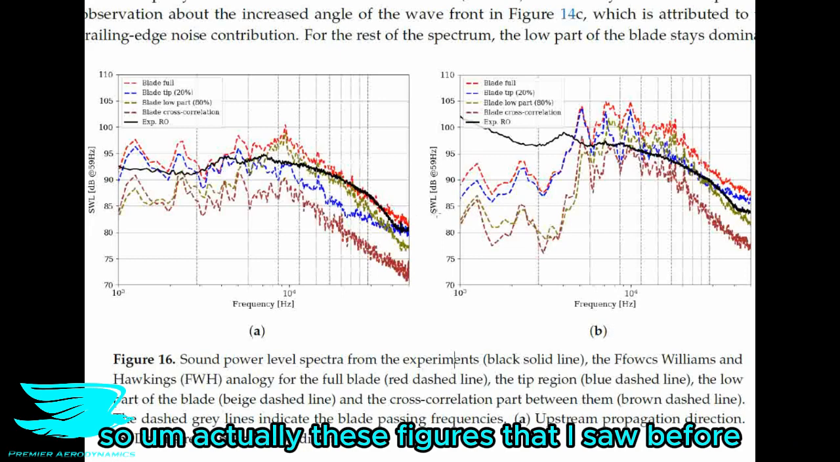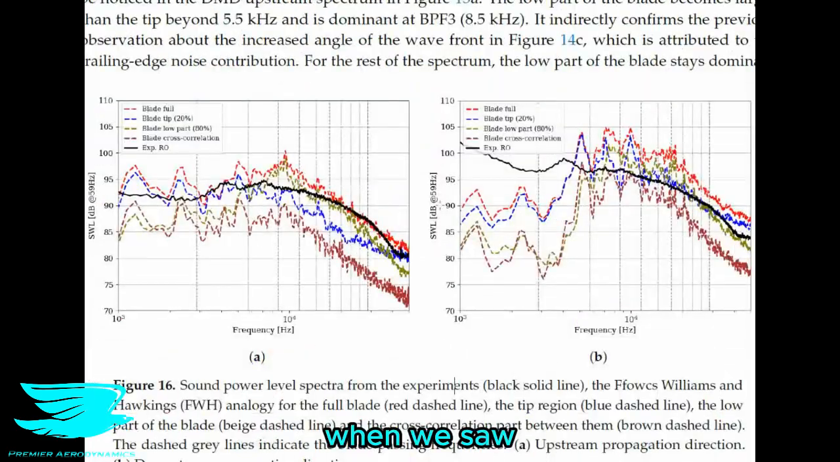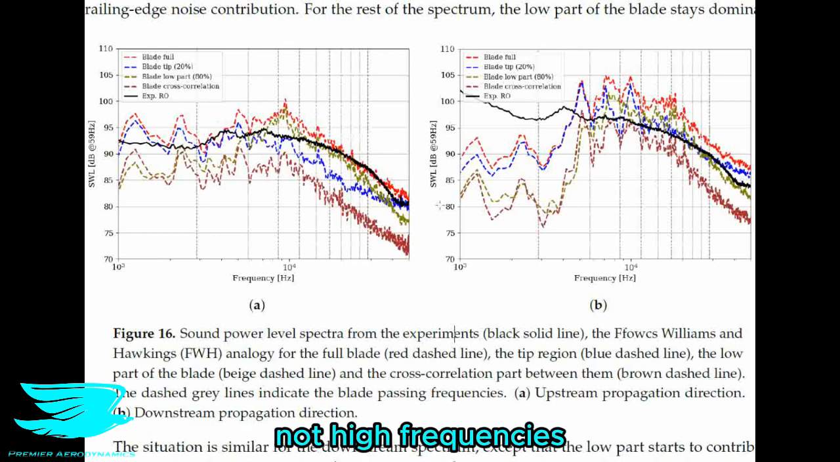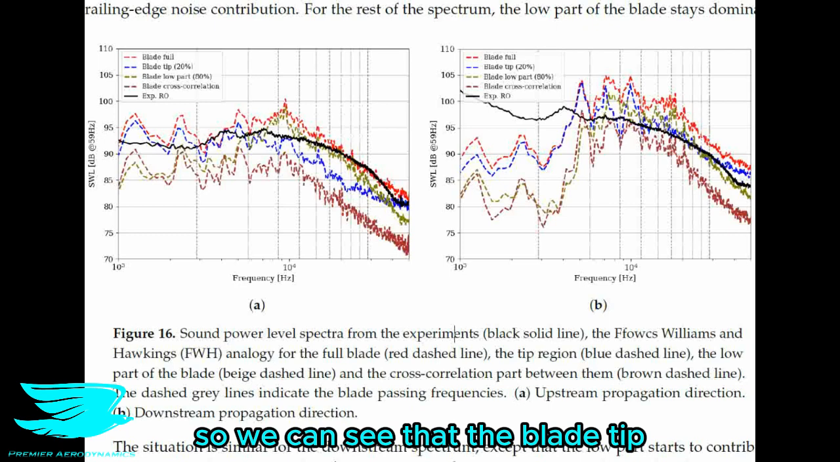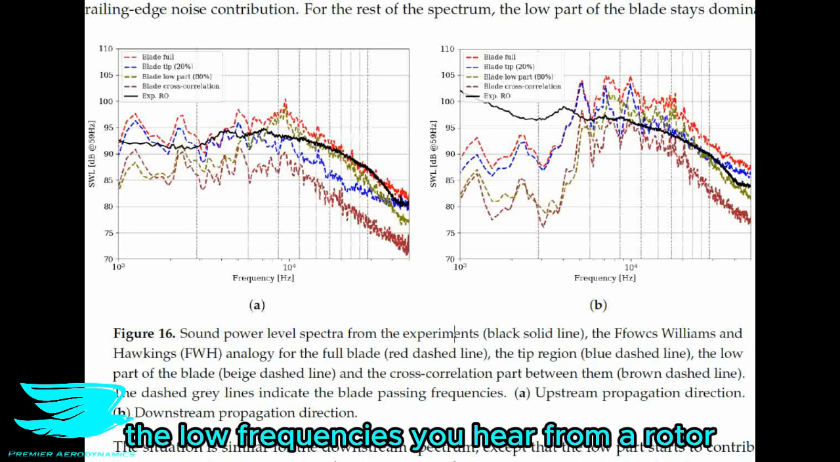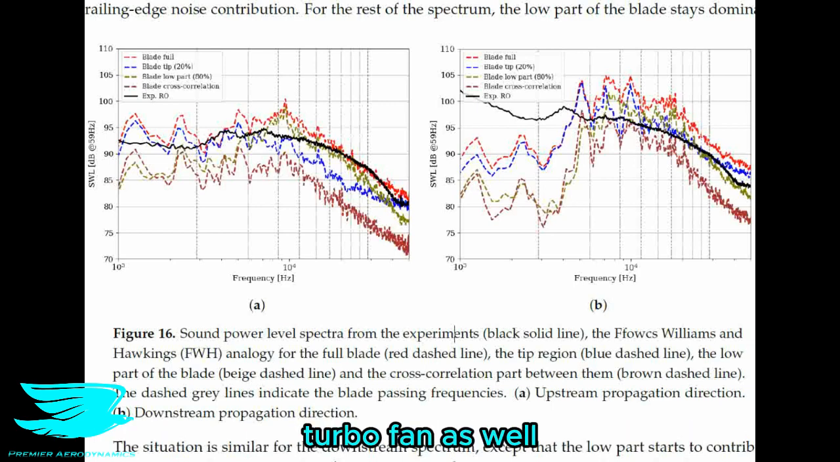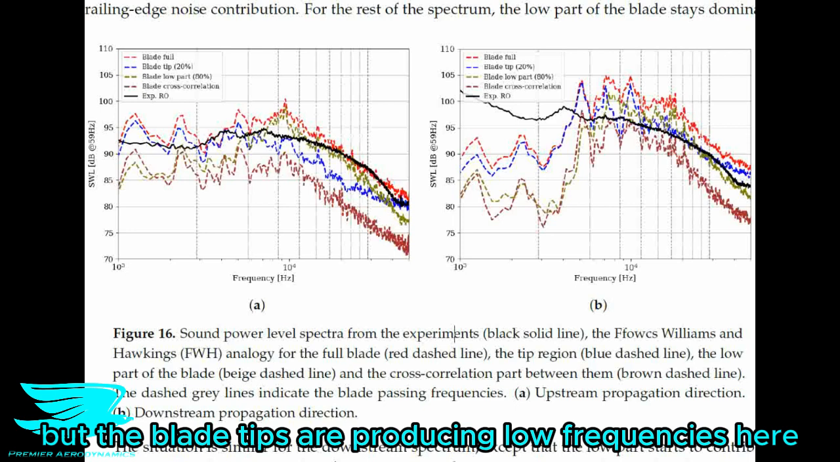So actually these figures that I saw before, where we saw the tip was producing more noise, I think that was for actually low frequencies, not high frequencies. So that clarifies that. So we can see that the blade tip, that's responsible for more of the low frequencies you hear from a rotor and a turbofan. There might be some other components in the turbofan as well, but the blade tips are producing low frequencies here.